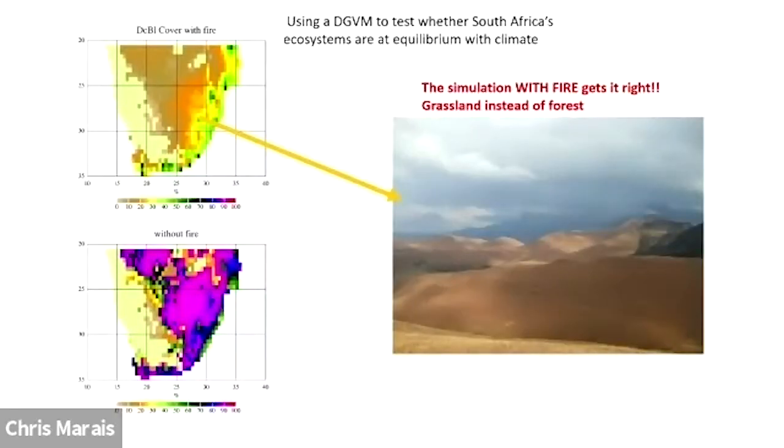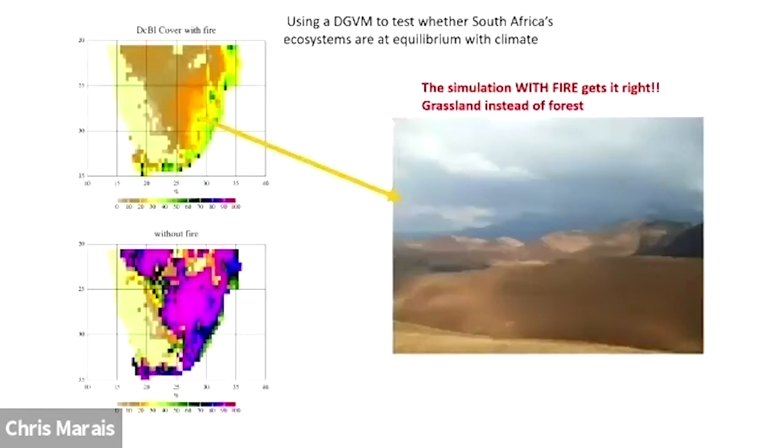With the model, we were able to introduce a simple fire module that produced fire regimes that were not that different from what we knew was measurable. And that changed everything for South Africa. And suddenly we had grassland everywhere instead of trees. Now, the simulation for that same spot looks much closer to reality.